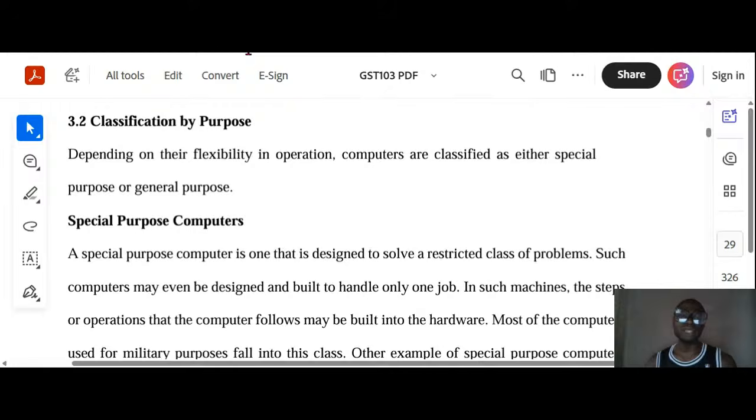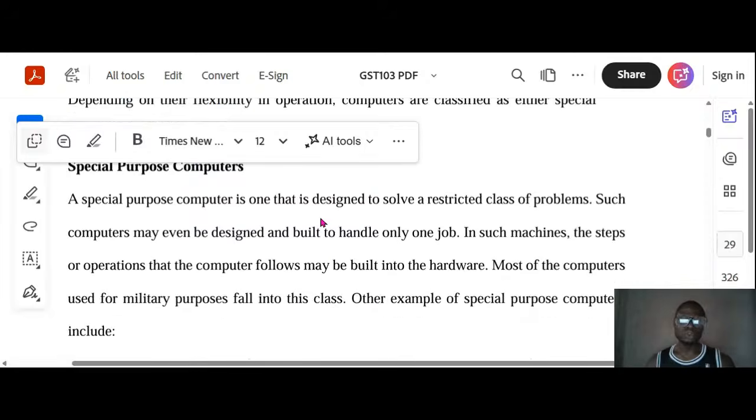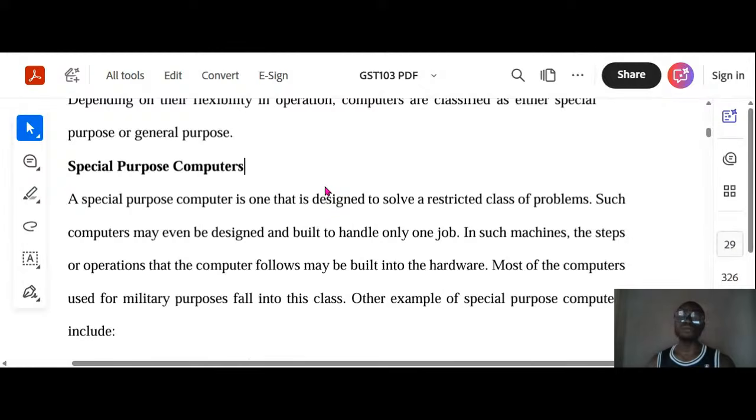Depending on their flexibility. These are potential things they can use for questions. You know already by now, you've done some exams, so you know that anything can be a question from your material. So let's answer that very funny question. Depending on their flexibility in operation, computers are classified as either dash and dash. So since we have two classifications based on purpose, which is special or general, what are those computers we call special purpose computers?